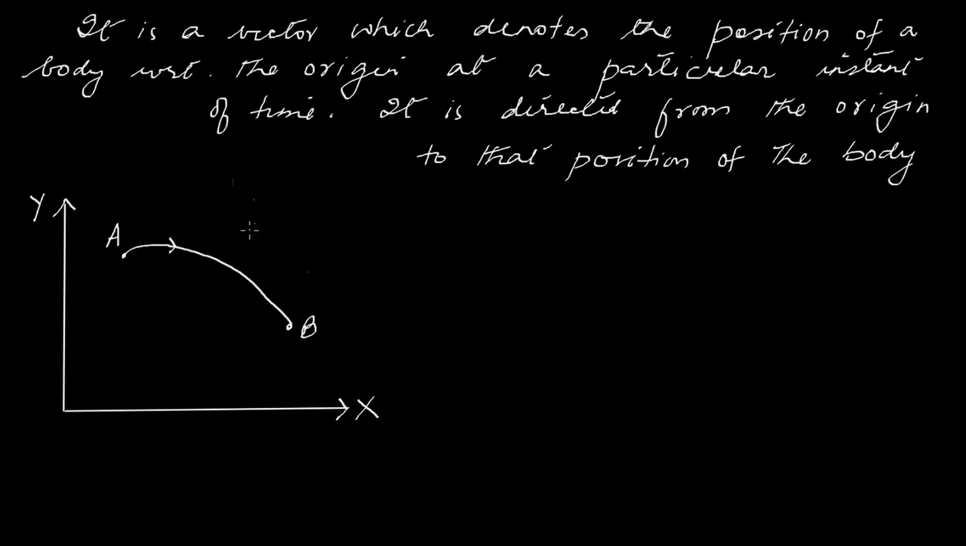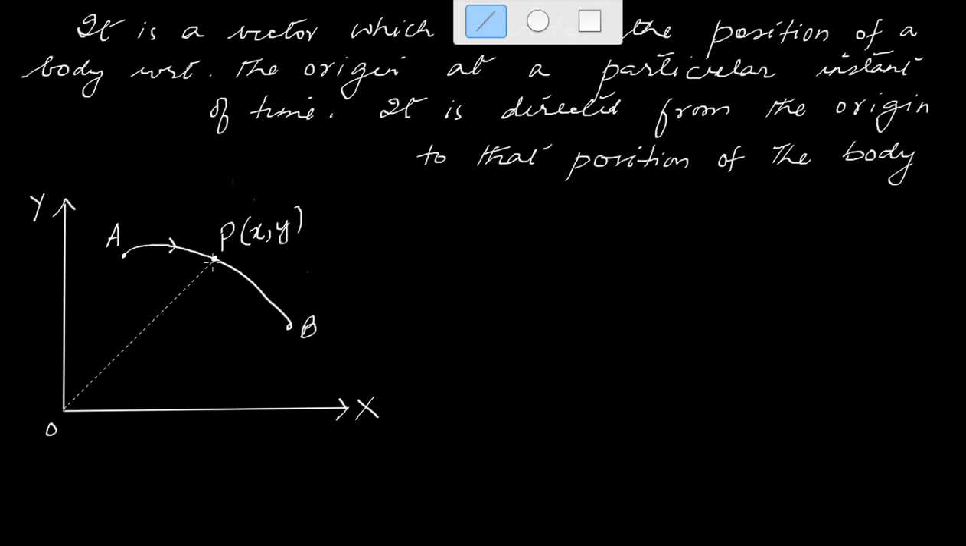At any particular instant of time the body is at point P. So what are the coordinates of point P? X, Y. This is on the xy plane. If you join a line from the origin to the position of the body, this gives us the position vector. Let us denote the position vector by r bar.